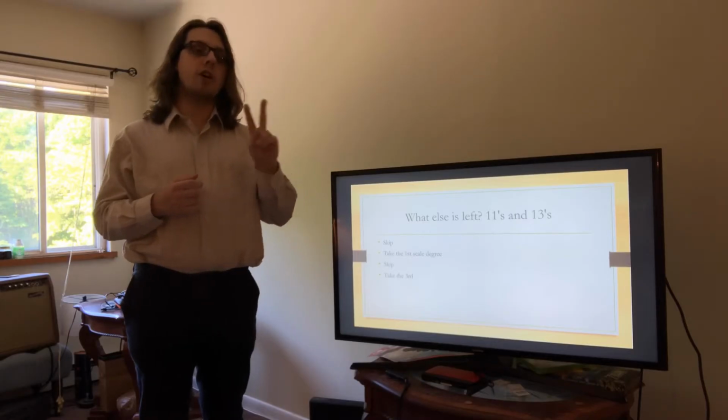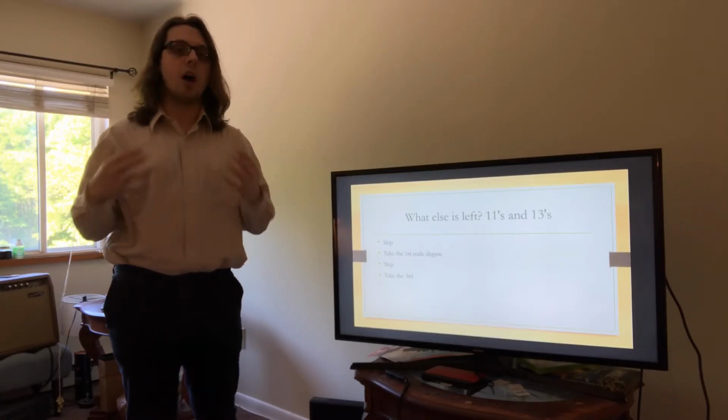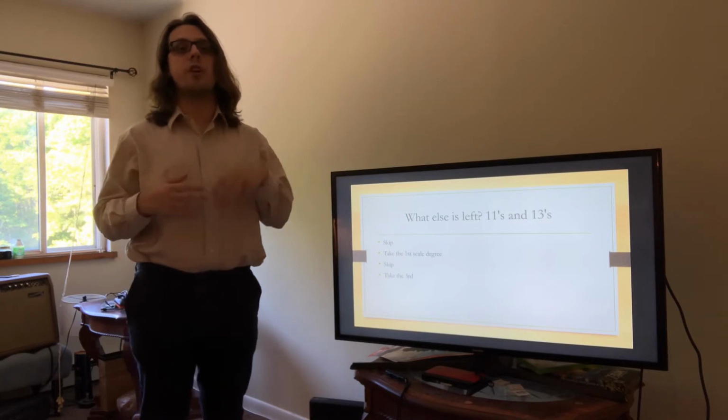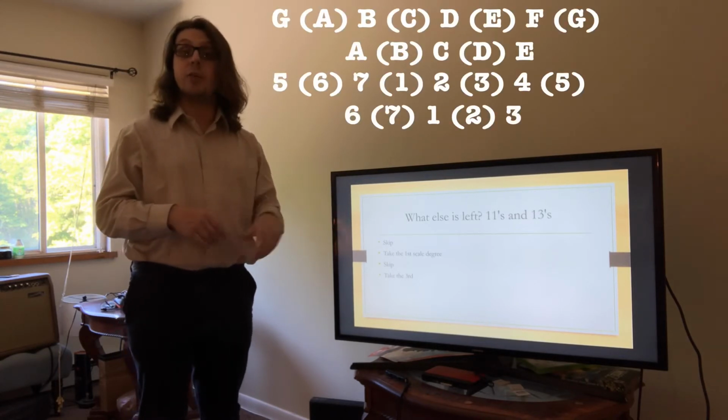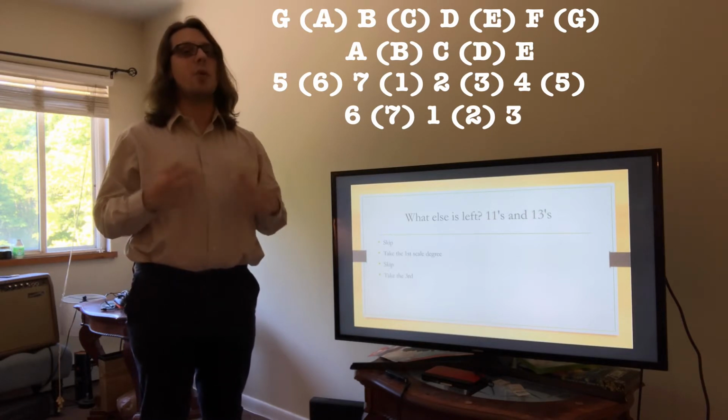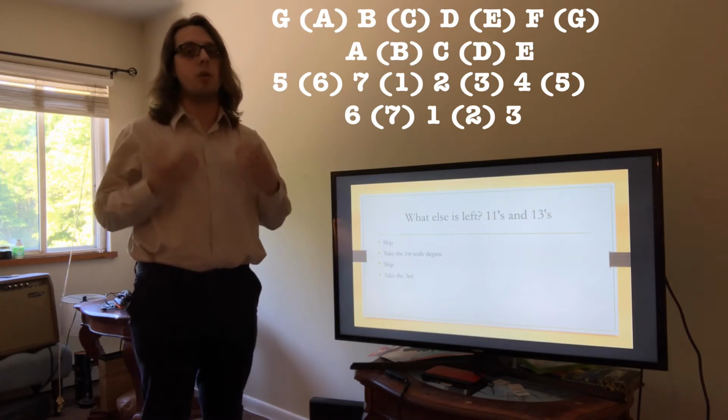We have 2 more diatonic notes we can add for color on our dominant chord, and we do that by continuing our take-skip process. So we end up taking the first scale degree, and then we take the third scale degree. So now we have a 7-note diatonic chord.